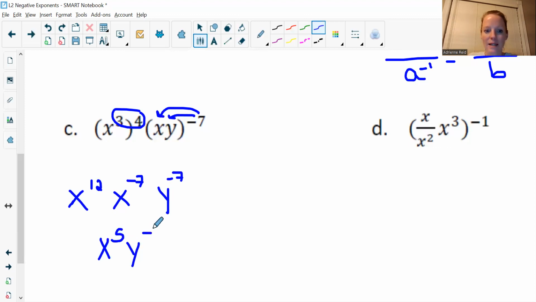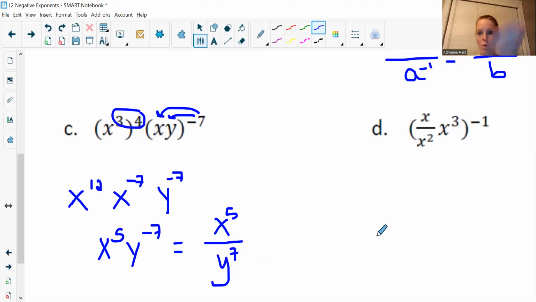And then I still have this negative exponent, the -7 exponent on the y. So what I'm going to do is I'm actually just going to move the y down to the denominator. The x was still positive, so leave it at the top, move the y down and make it a positive exponent. So that's your final answer. You can't do anything with x and y because they're not like bases.